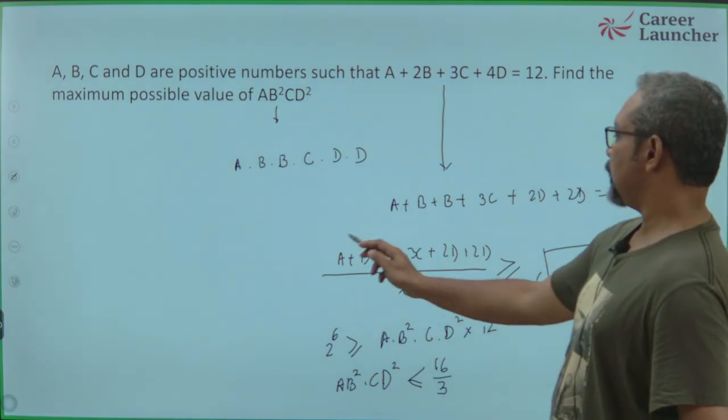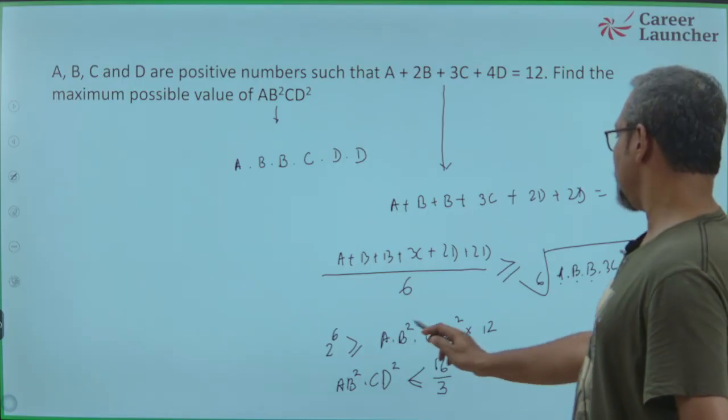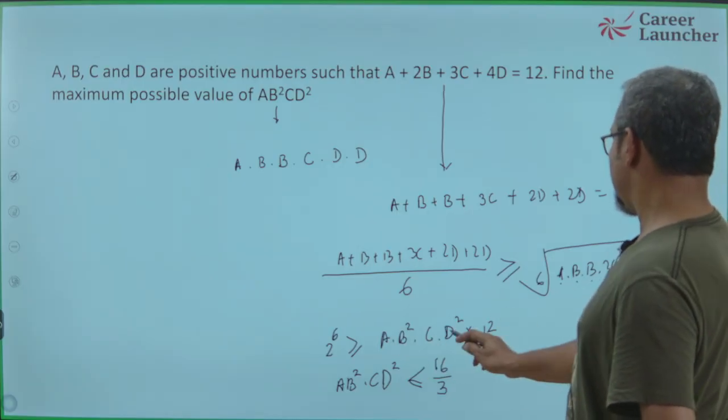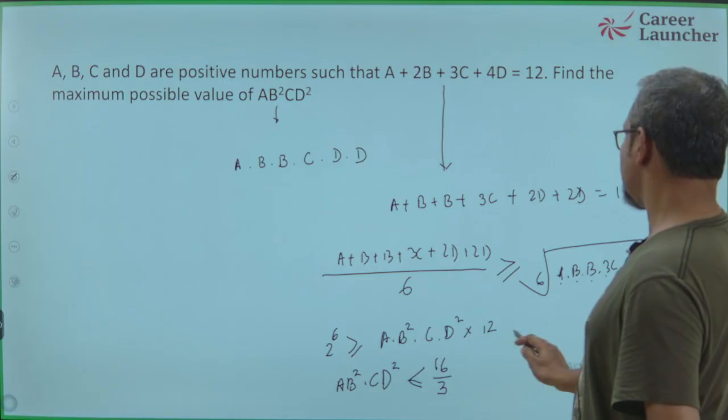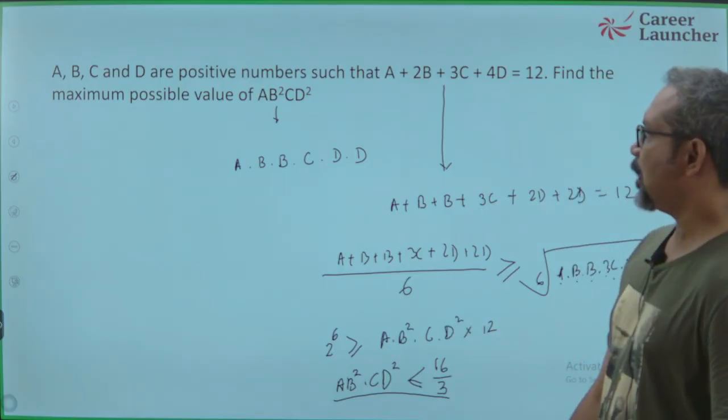Now 12 by 6 is 2, we raise to the power of 6, 2 to the power 6, greater than or equal to a b squared c d squared, and 2 2s are 4, 3s are 12 is coming extra. So we divide by 12 and get this. So this is the answer to this question.